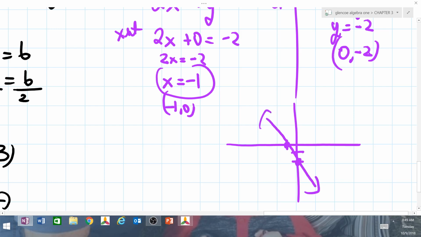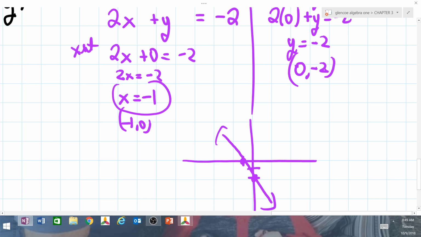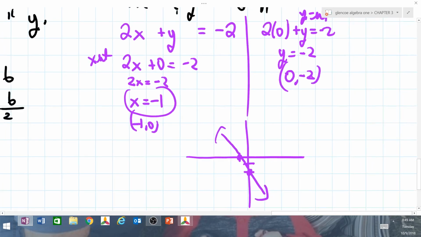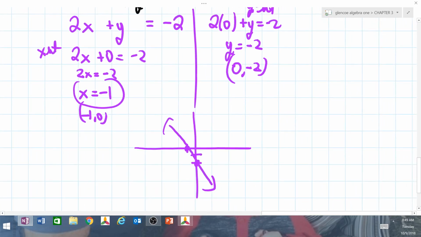Is everybody done? Yes? You want to check with a friend? Okay, what'd you guys get? What's the x-intercept? And what's the y-intercept? Does it look like that? Okay. Anybody have a question? Okay. Hold on.